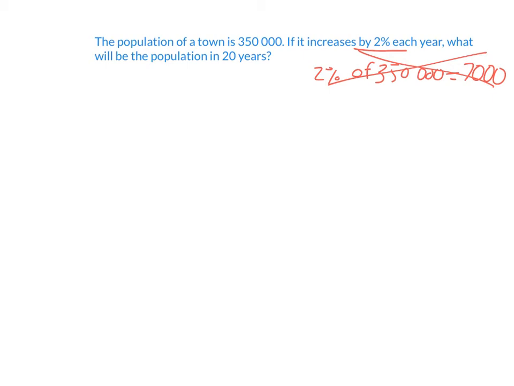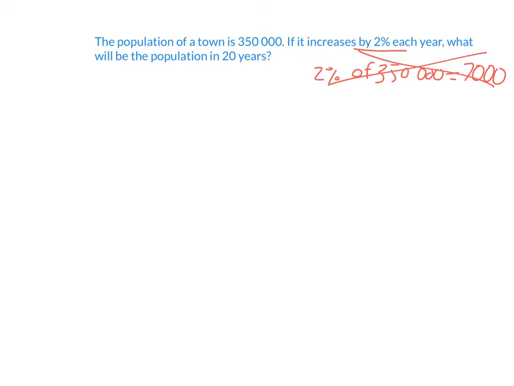So if 350,000 was the population in 2018, increase it by 2%, that's the population in 2019, increase the population from 2019 by 2%, and that's the population in 2020, and so on. So the population is increasing by 2% of what it was the previous year. So it's going to increase at an increasing rate. Each year, the population is going to increase by a larger amount.